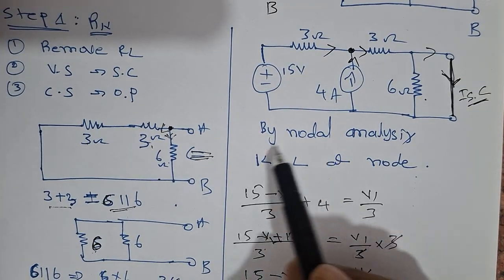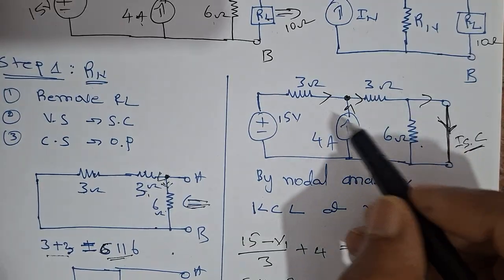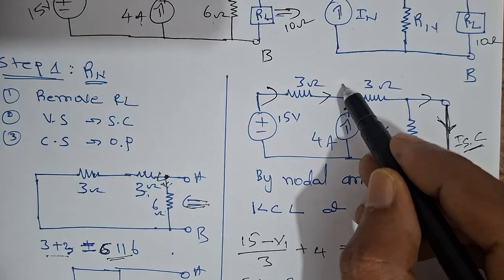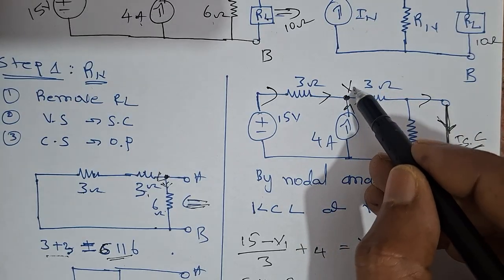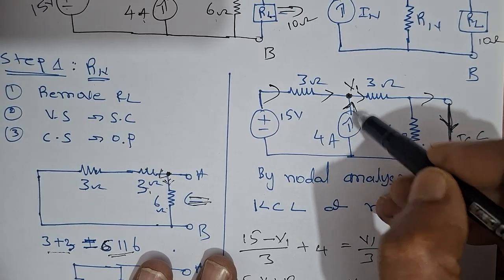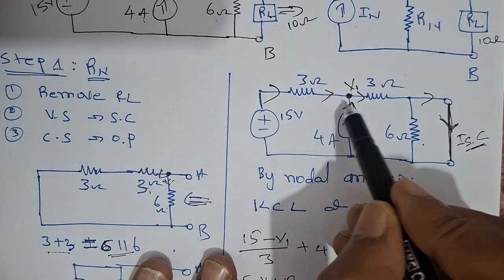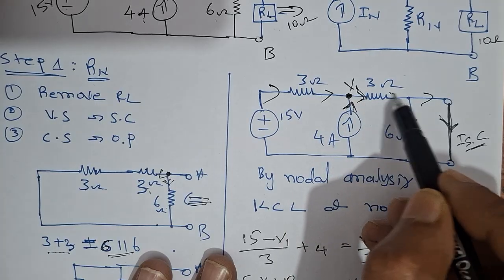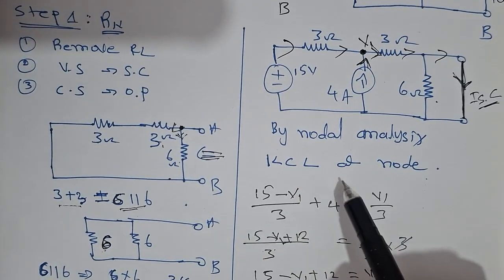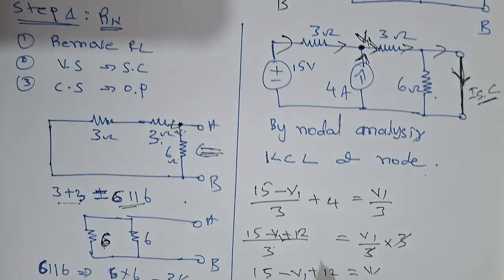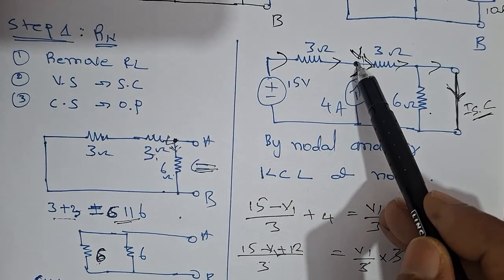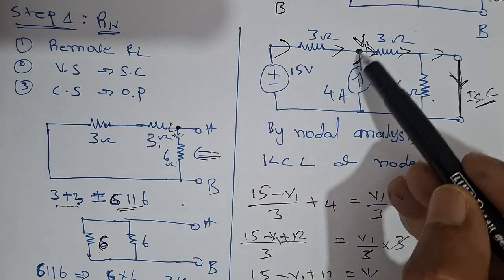By applying nodal analysis on this circuit diagram, this is the node, let us say V1. Some current is coming like this, and a current source of 4 amperes is also coming in. The sum of the incoming currents is equal to the sum of the outgoing currents, so we have to apply Kirchhoff's current law at node V1. Therefore, what is the current equation?